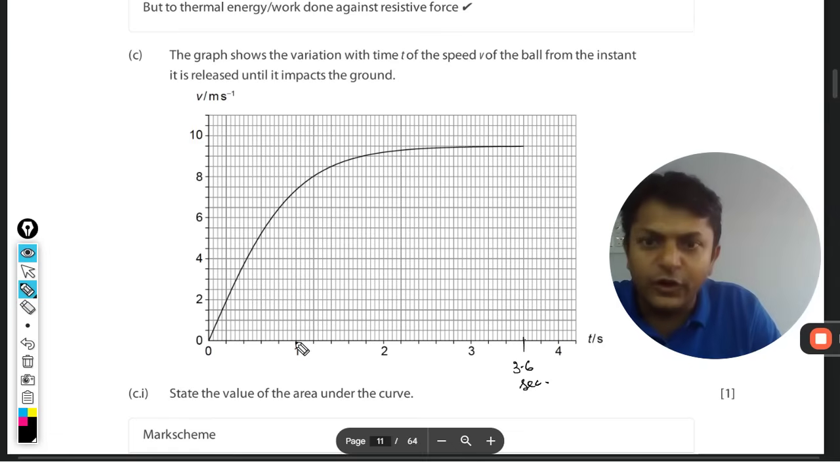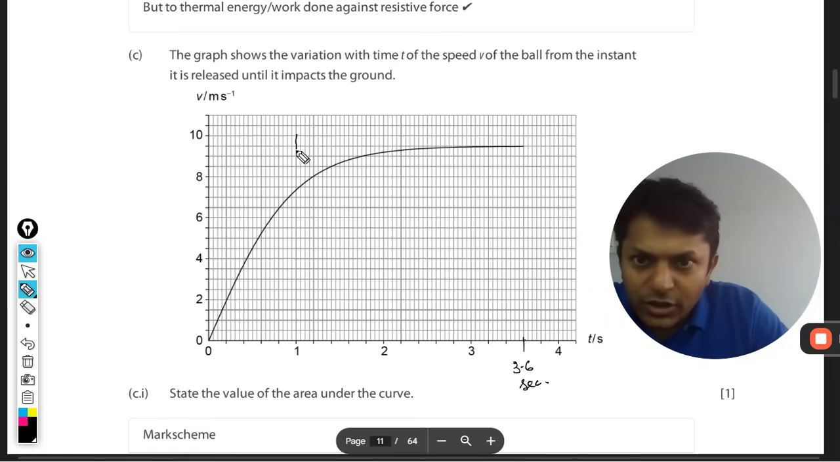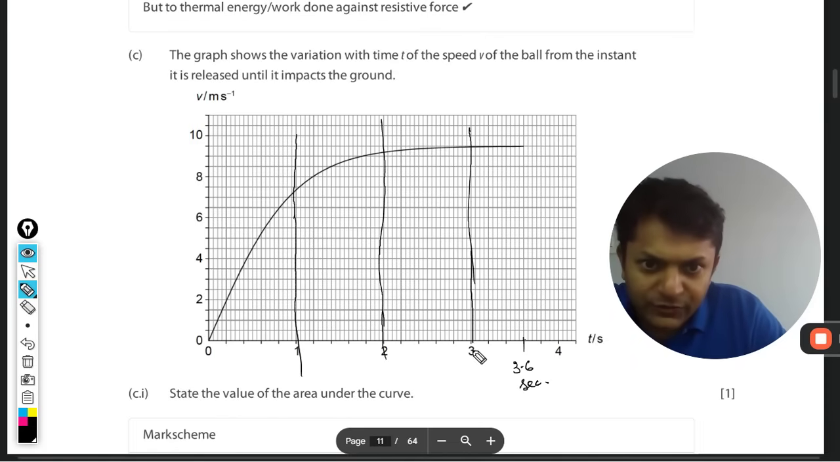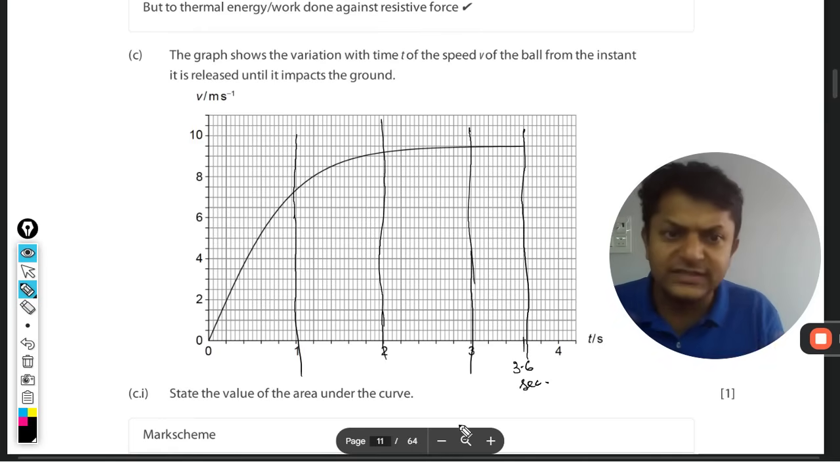So what we do, first of all, you would be having a scale and a pencil, and you just put a straight line here, and a straight line which is passing from 2, and then a straight line passing from 3, and a straight line which is passing from 3.6, like this. So we have divided the graph into these segments.